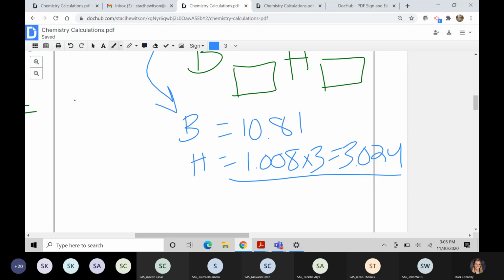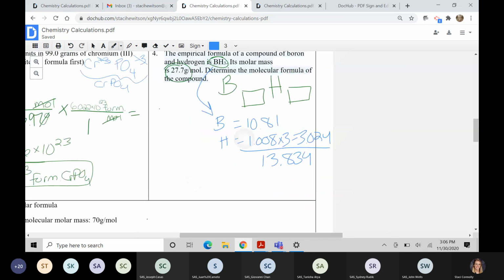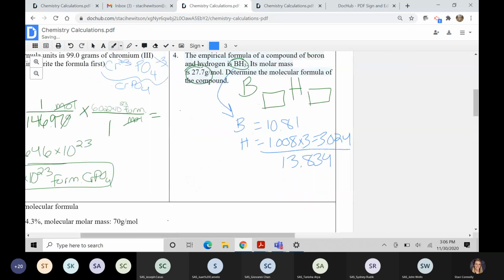And Sydney, are you there? Yes, I'm here. Were you able to add that up? Yeah, I got 13.834. Perfect. That's what I got. Sorry. Okay, so 13.834. So that's the molar mass of the empirical formula.